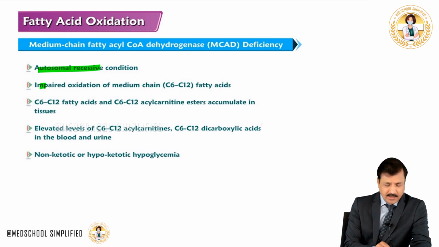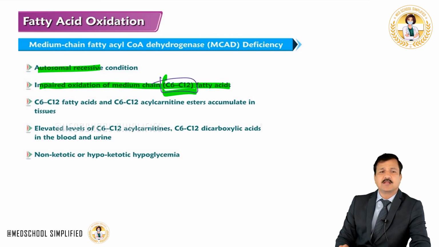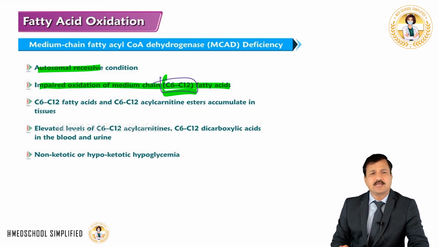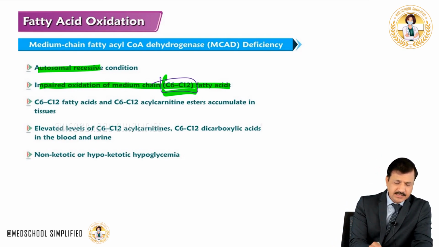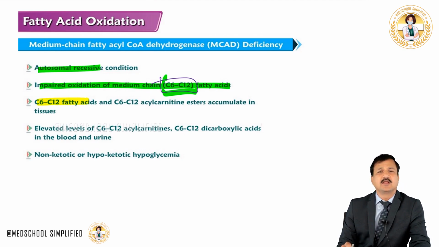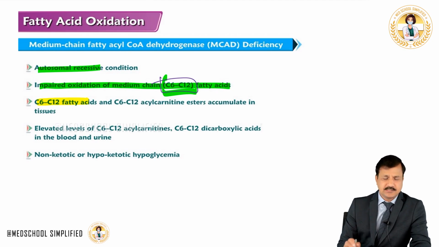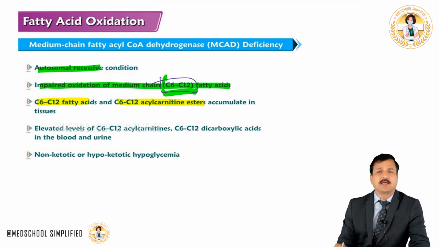So there will be impaired oxidation of medium chain fatty acids, which contain 6 carbon to 12 carbons. That's the medium chain there. Because medium chain fatty acid oxidation is impaired here, patients will show elevated levels of C6 to C12 fatty acids, that is medium chain length fatty acids, and also C6 to C12 acyl-carnitine levels will be elevated.